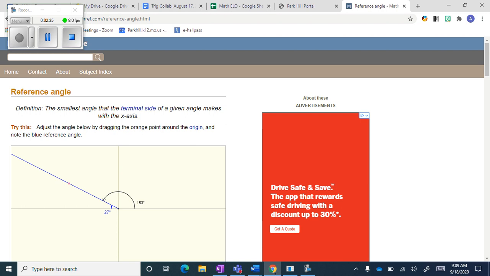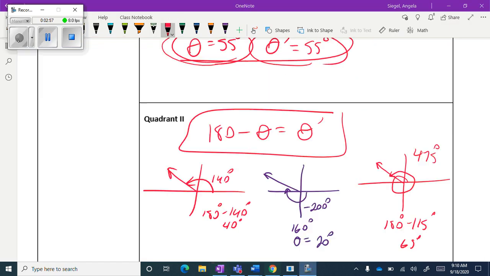Okay, so let's think about this one. It's 150 degrees and my reference angle is 30. If I'm trying to get to that 30-degree angle, I think I'm going to say 180 minus my angle, and that's going to give me my reference angle. So let's go back there and add that.